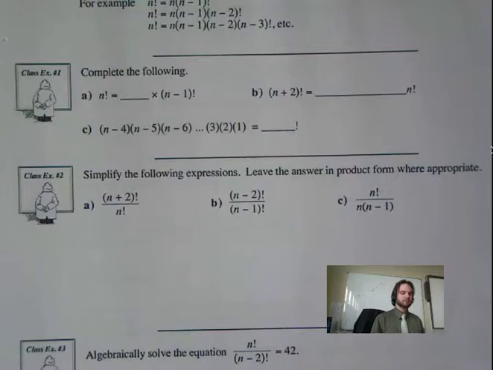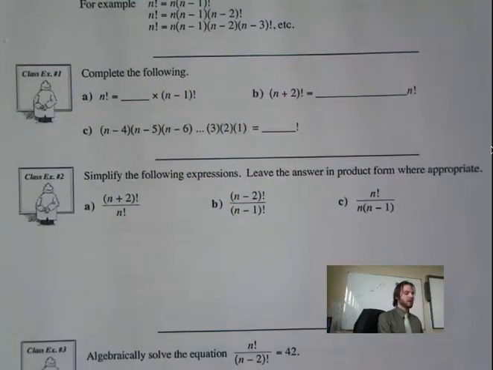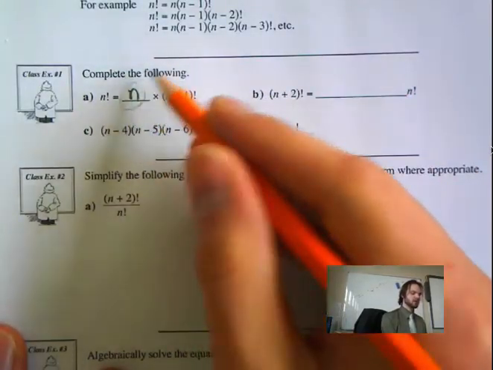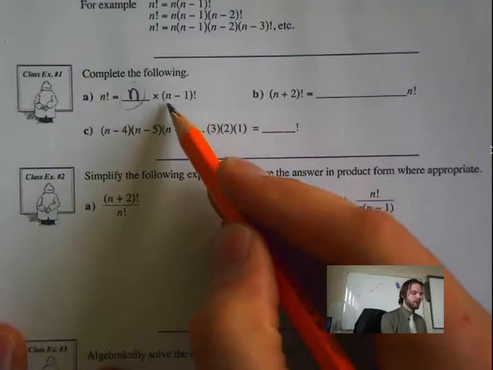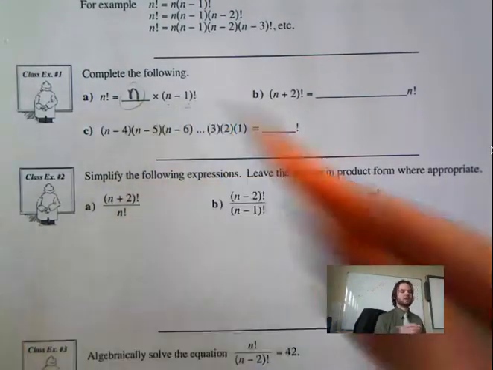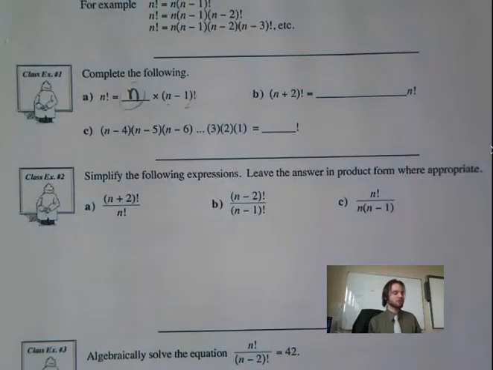This first one says, complete the following. n factorial is the same as n, which is always, we start with the biggest term, and then we multiply that by n minus 1, and then next, since it's factorial, we keep on taking away 1. Next is n minus 2, n minus 3, and so on and so forth.